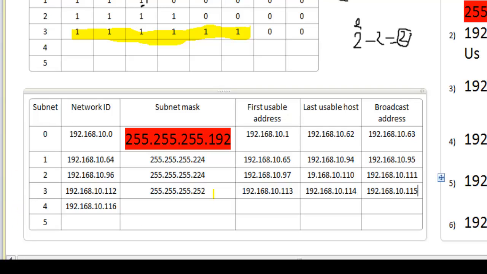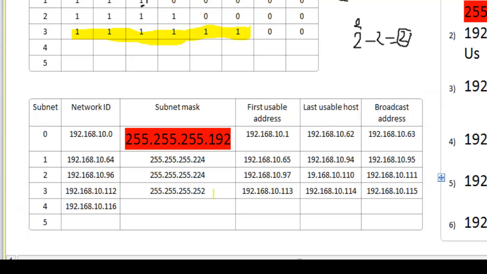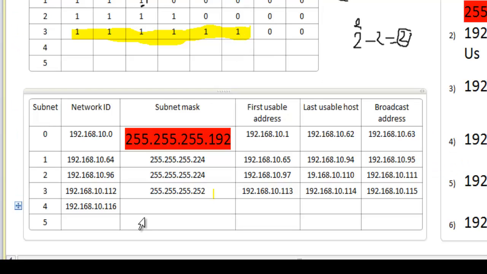Now for the next one, the other 2, which is the same, our magic number will be 4. So 4 plus 116, that will be 120: 192.168.10.120. Right? That's the next one. So now here, this one will be 255.255.255.252.